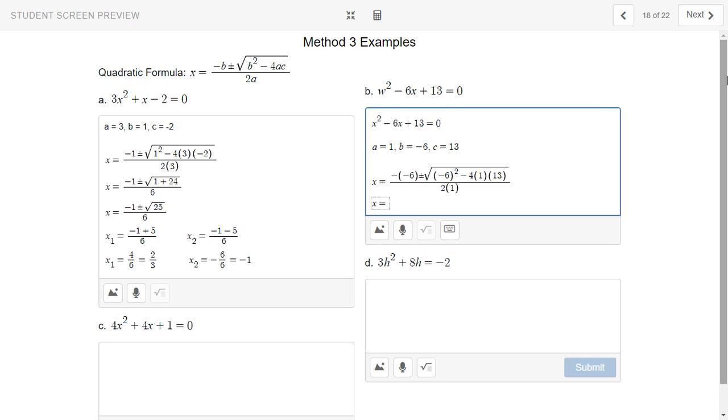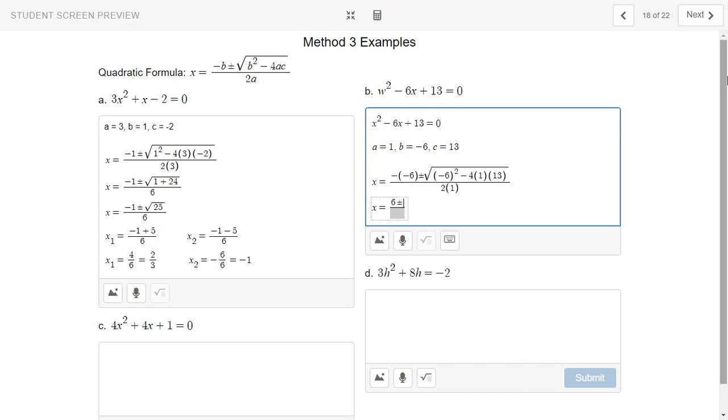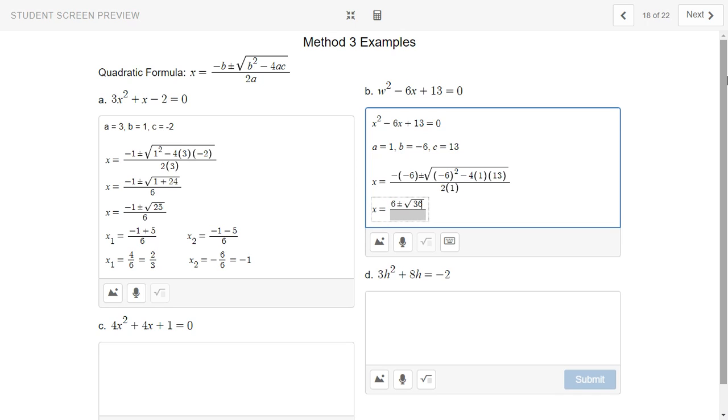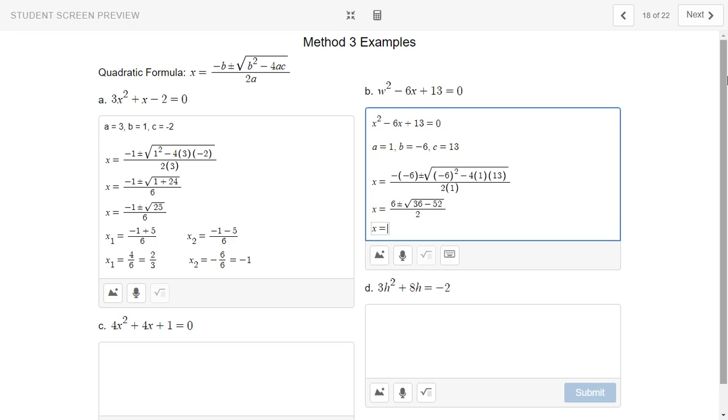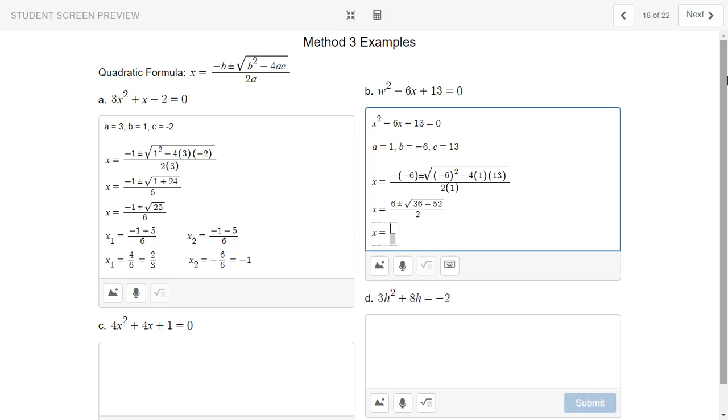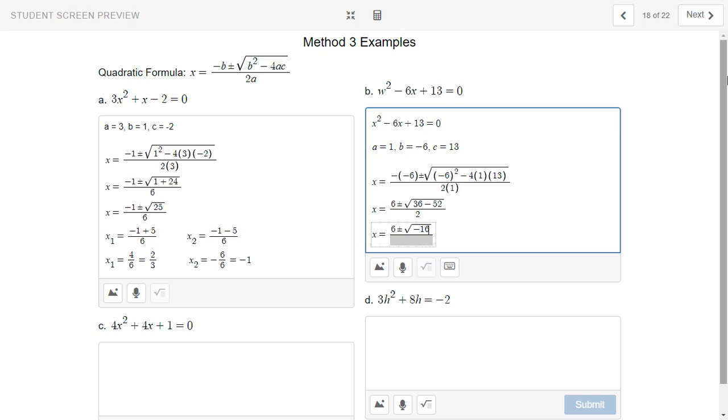Let's continue on. x is equal to 6 plus or minus the square root of 36 minus 52. Keep simplifying. x is equal to 6 plus or minus the square root of negative 16. Now this is a problem. We've got negative 16 in the square root. So what that tells us is that there's no answers because we can't have a negative square root.